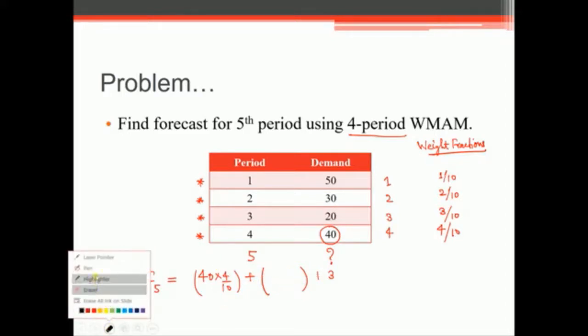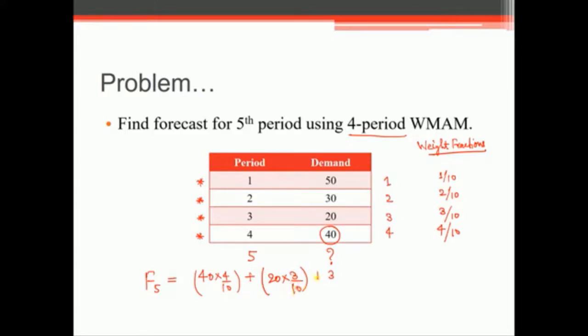20 into 3 by 10, and then we have plus 30 into 2 by 10, and then the last one is 50 into 1 by 10. So let's solve this. So 0 0 gets cancelled.